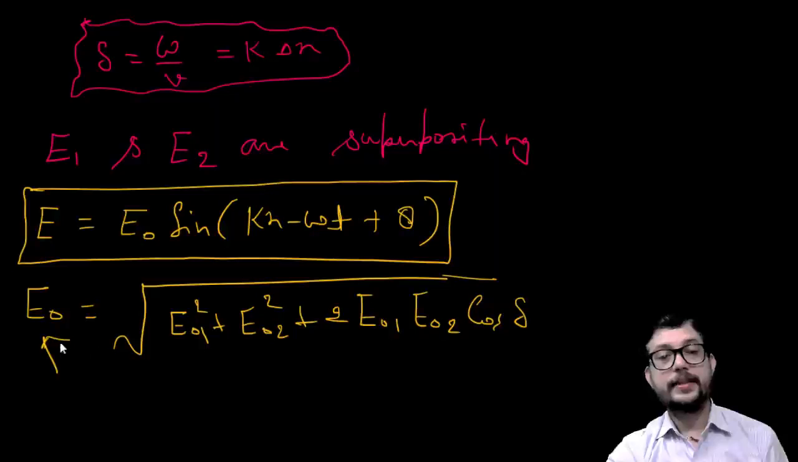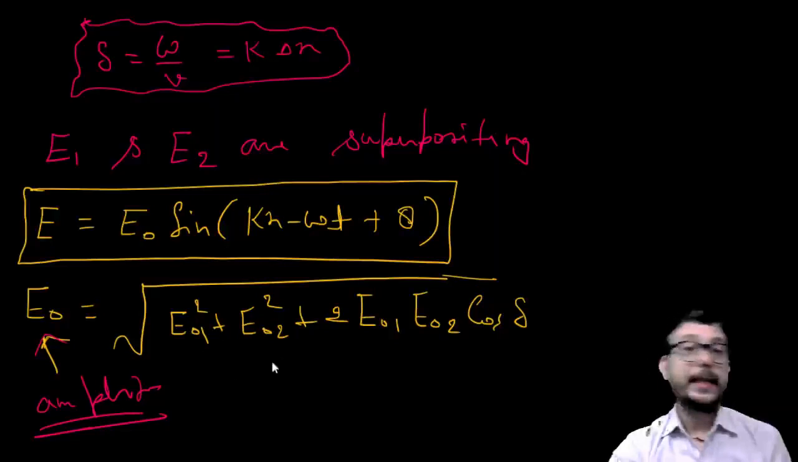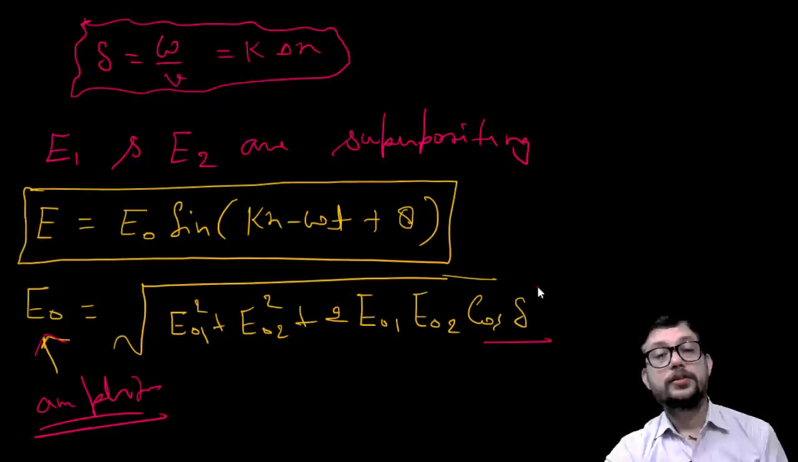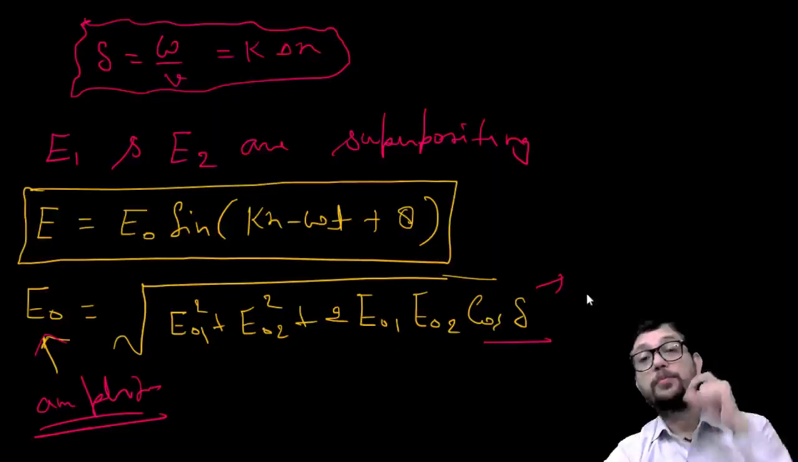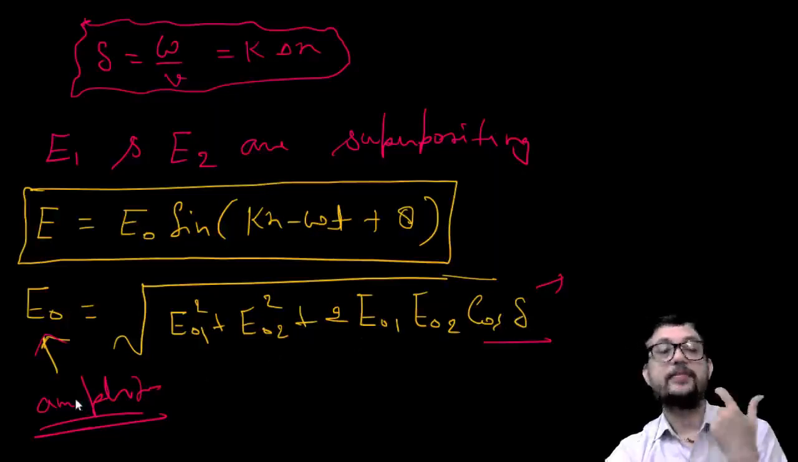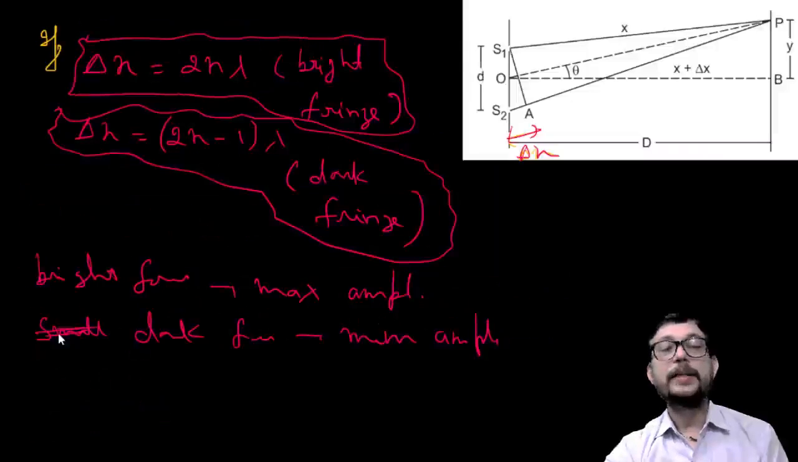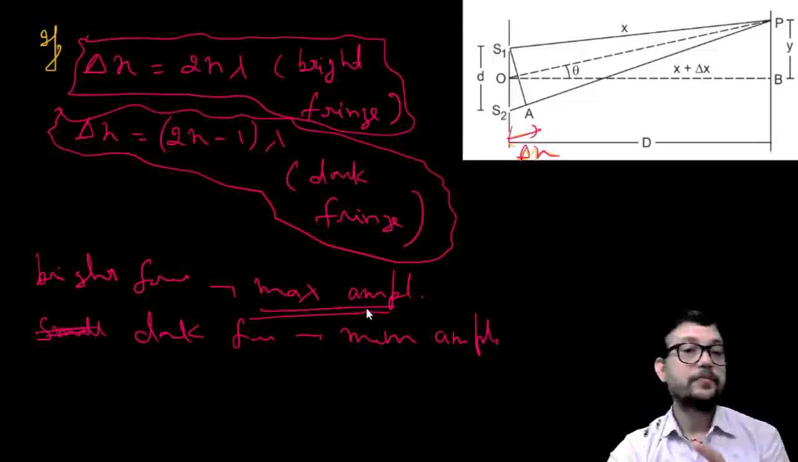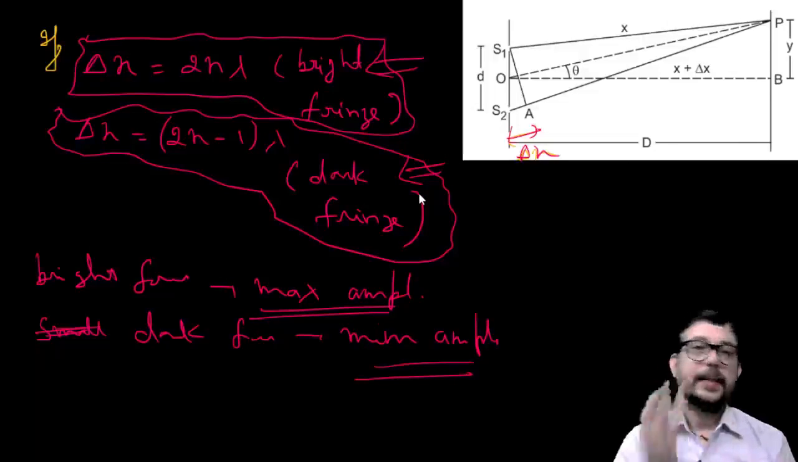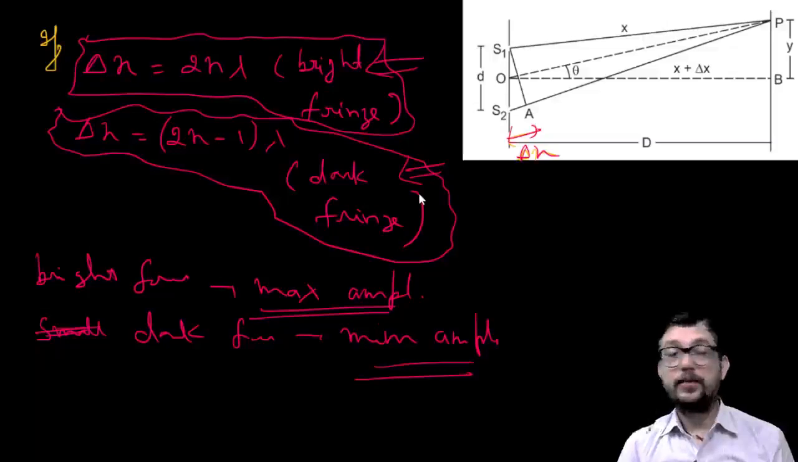So here you can see this is the amplitude. How can we get the maximum amplitude? If cos delta is maximum, then we have the maximum amplitude. If cos delta is minimum, then we have the minimum amplitude. So by using these two conditions, firstly we take maximum amplitude and we have the condition of the bright fringe. Then we take minimum amplitude and we have the condition of the dark fringe, and then we are easily able to calculate the value of delta x.